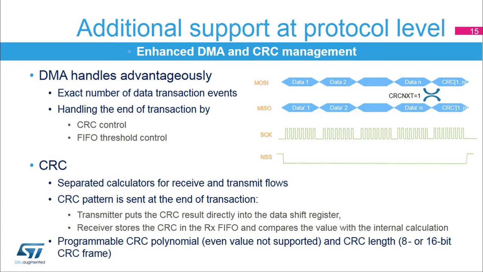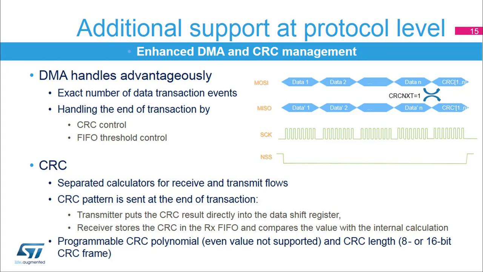During protocol-level communication, the DMA can be used favorably to apply the CRC patterns or change the FIFO threshold setting correctly after an exact number of data is transferred. For threshold control, the last odd data frame is correctly applied in packed mode when the number of frames is not aligned with the packet size.